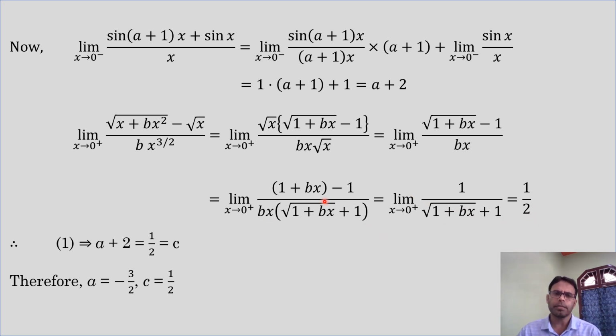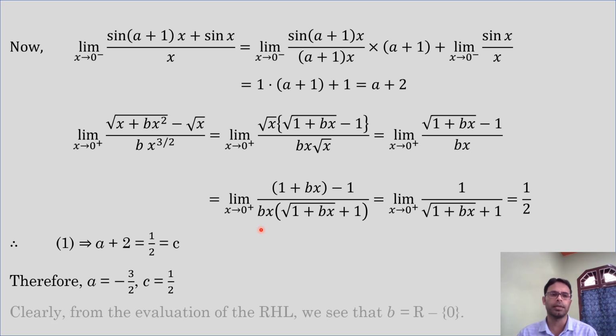So actually b can take all values, meaning R, but if you think deeply, b cannot take 0, because in that case this denominator will be equal to 0, meaning the entire function will be undefined. So b can take all values but not the value 0. So therefore the value of b is real, meaning R minus the point 0. Okay, so you simply write that line clearly. From the evaluation of the right hand limit, this is the evaluation of right hand limit, we see that b may be any value, therefore it is R, but not the point 0.